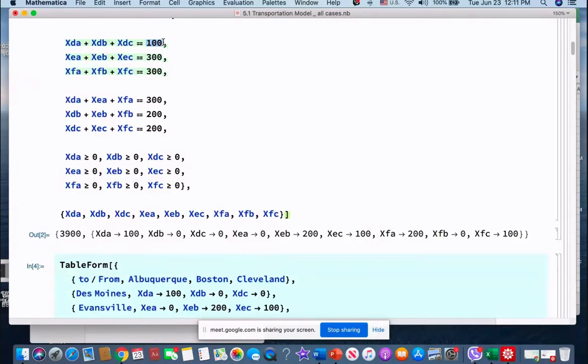But Albuquerque wants 300 units. If Albuquerque wants 300 units, it wants to get a fraction of that as inexpensively as possible, which means it can get it from Des Moines. But as Des Moines ships 100 units to Albuquerque, it doesn't have anything else to ship. Then my question is, Albuquerque needs 300 units. From where does it get the rest?